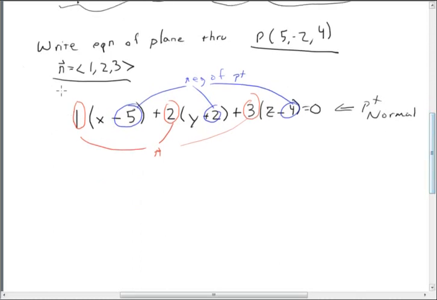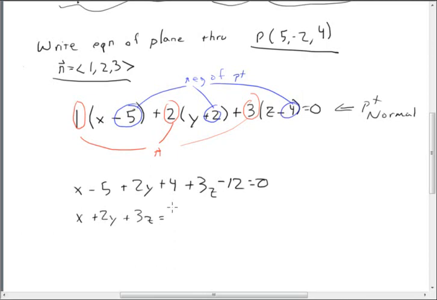So what happens if we multiply this out and simplify it? We'd get x minus 5 plus 2y plus 4 plus 3z minus 12 is equal to 0. Minus 5 plus minus 12 is -17, plus 4 is -13. So we have x plus 2y plus 3z minus 13 is equal to 0.